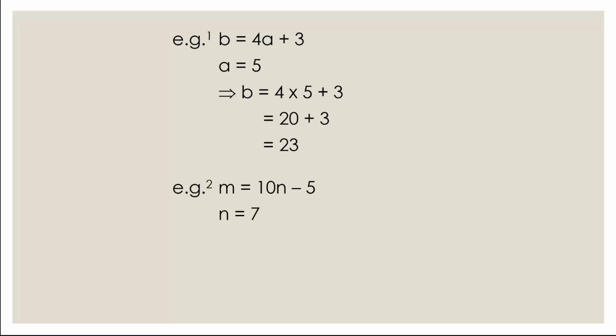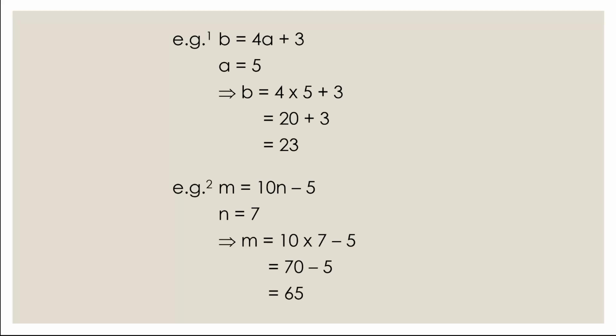Another example, m equals 10n minus 5. Now in this case n equals 7, so we will substitute that 7, and instead of 10n, remember it's 10 times n, that will give us 10 times 7. BODMAS is our friend. We do the multiplication before we do the subtraction. So 10 times 7 is 70. Now we can take away the 5 and we can see that m is equal to 65. So when n equals 7, m we've just solved will be 65.